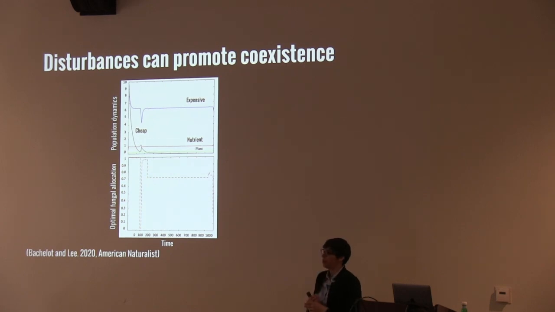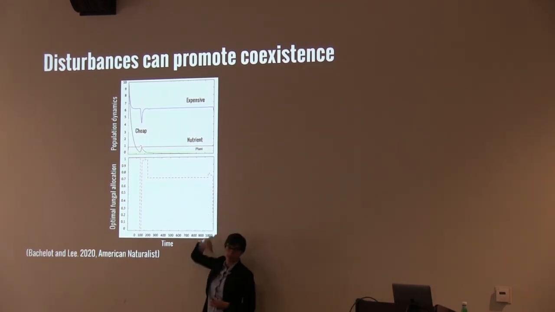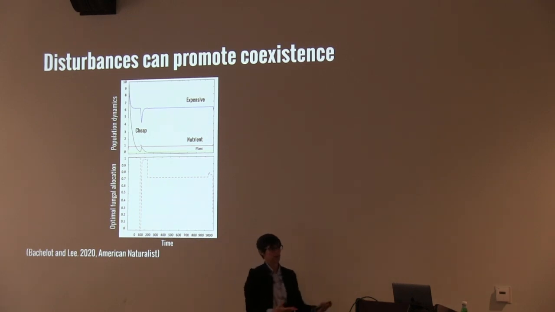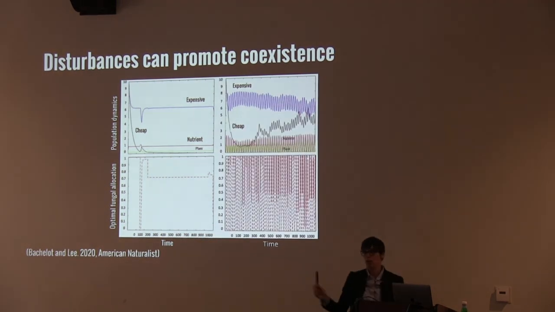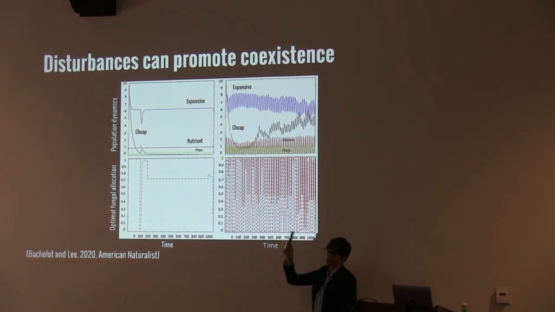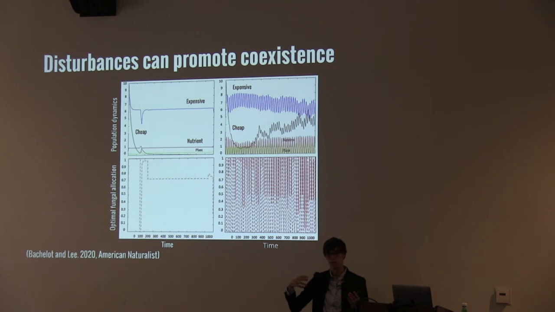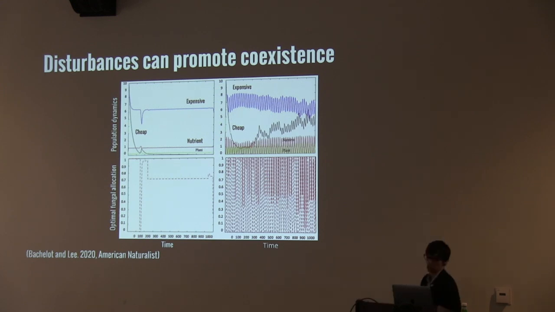And what we found was that you can start with the base scenario without disturbance, where the cheap fungi was excluded, for example. You add disturbance in the model, and all of a sudden the cheap fungi is not excluded. The plant is constantly changing its allocation to the cheap and the expensive fungi to respond to those disturbances. And really what's happening here is something similar to nonlinear relative nonlinearity, where with the disturbance, the best mutualist is constantly changing and the plant is dynamically responding to those changes.